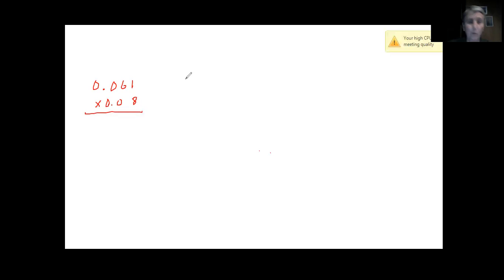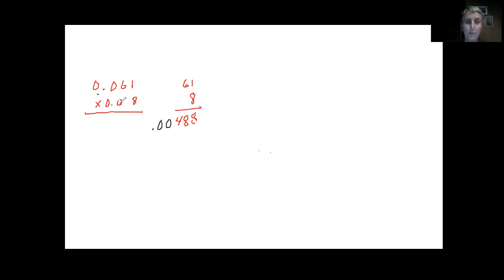Well, make it simple. Take 61 and just multiply it by 8. 8 times 1 is 8. 8 times 6 is 48. So now you have what the numbers equal. You have to be concerned, though, there are 3 decimals here and there are 2 more here. So in my answer, I have to have 5 decimals altogether. 1, 2, 3, 4, 5. That's my final answer.